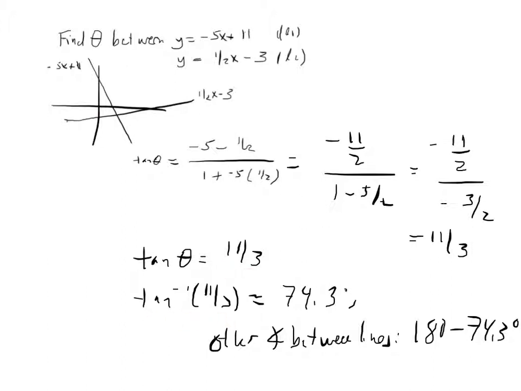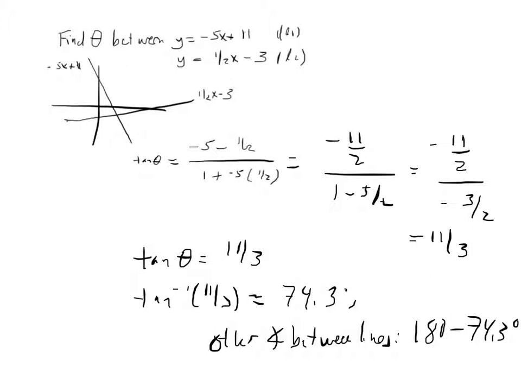Use your tan inverse tool. Remember, tan inverse is going to pick an angle between negative 90 and positive 90. Clearly our angle between lines we're going to consider to be a positive measure. So tan inverse of 11 thirds gives us about 74.3. So the acute angle between the lines is 74.3, and I find the obtuse angle simply by subtracting that from 180 if I want to find the obtuse angle as well.